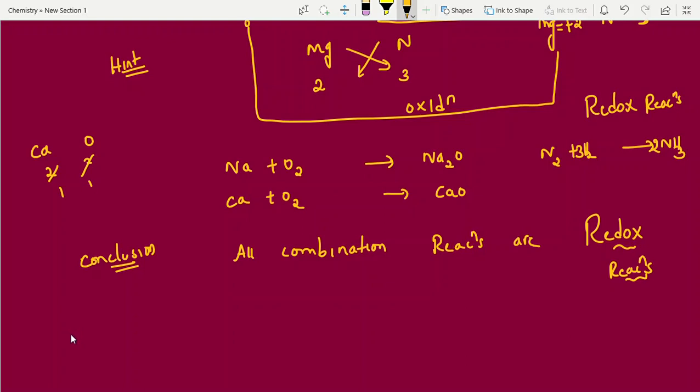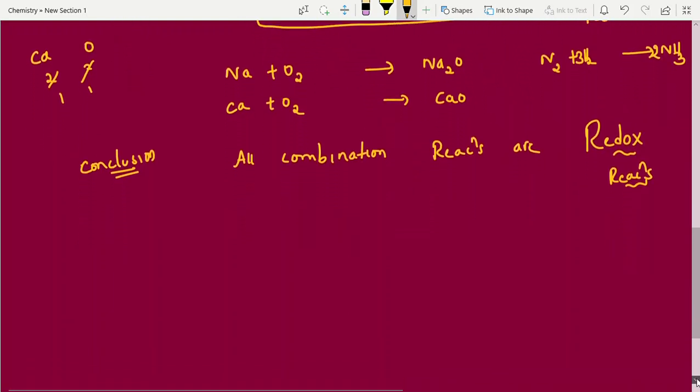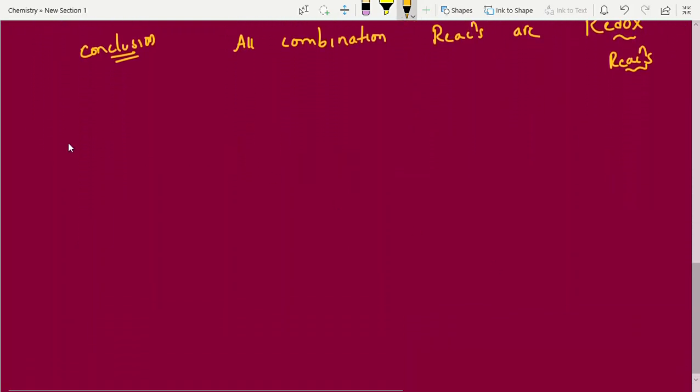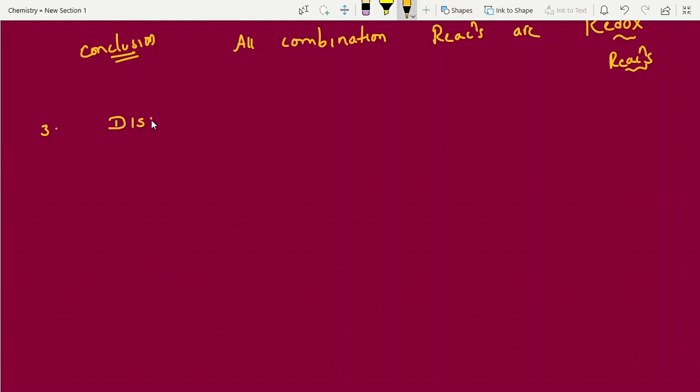Now the next one: the third type is the disproportionation reaction. This is a very, very, very important reaction.